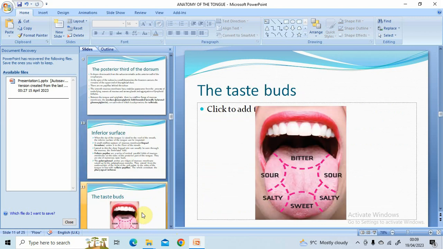Okay, let's look at the taste buds. Remember I said the anterior two-thirds of the dorsum of the tongue constitutes a lot of taste buds. Towards the tip, that's where you have the sweet taste. Because the tongue is well innervated, this is where you see the salty, the sour, and the bitter tastes.